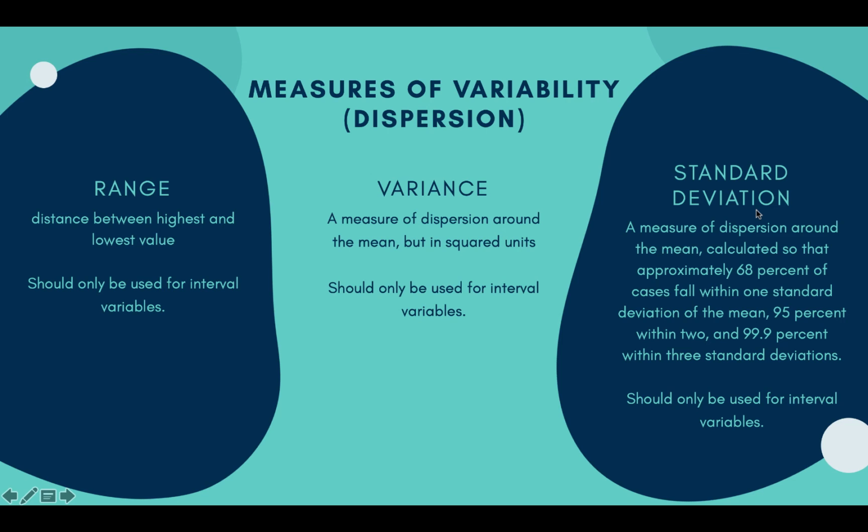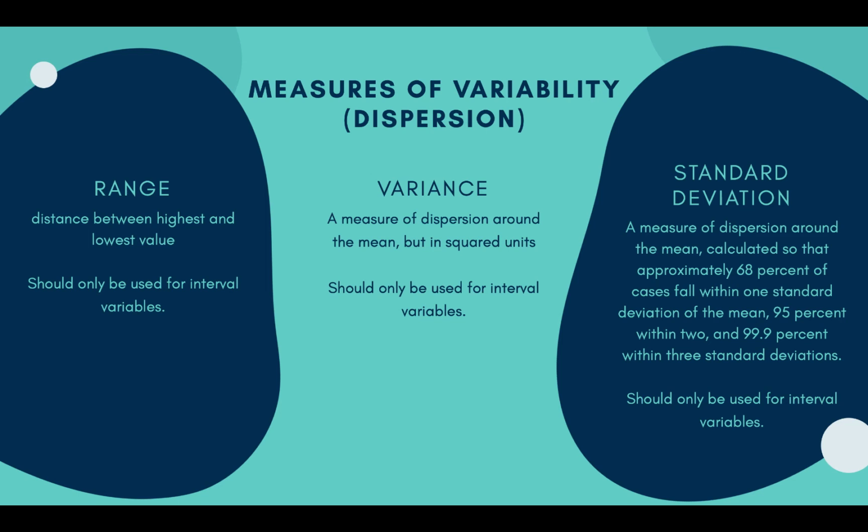Standard deviation is basically a number of units around the mean. We can use the standard deviation to say, if we know what it is, about 68% of cases fall within one standard deviation of the mean, 95% within 2, and 99.9% usually within 3 standard deviations of the mean, right? So the standard deviation is very helpful because it helps us break up a distribution.